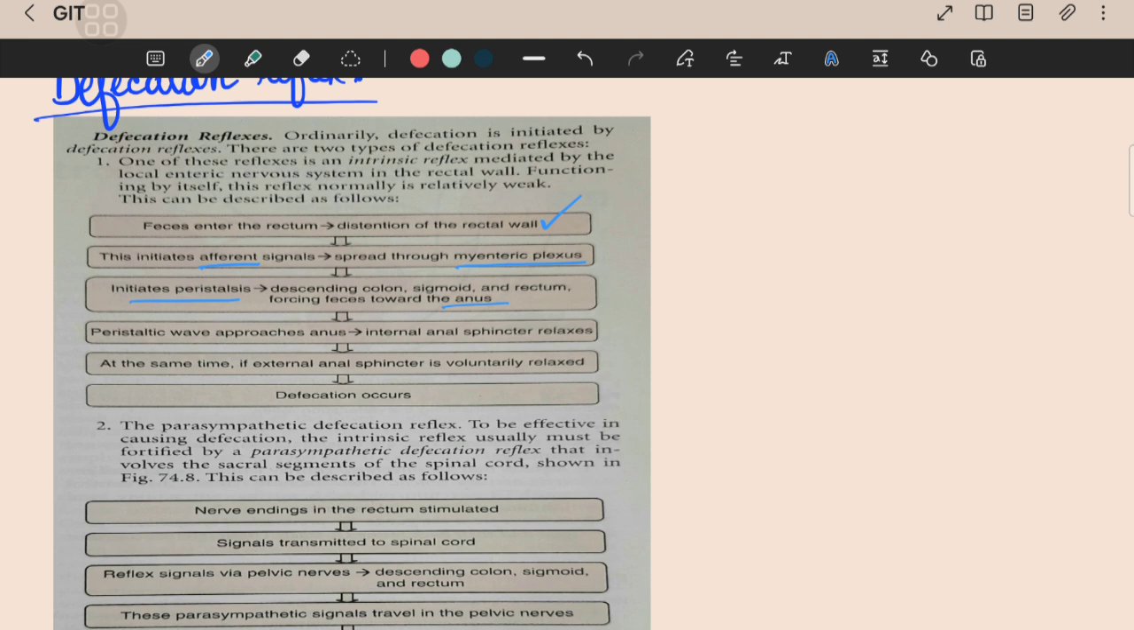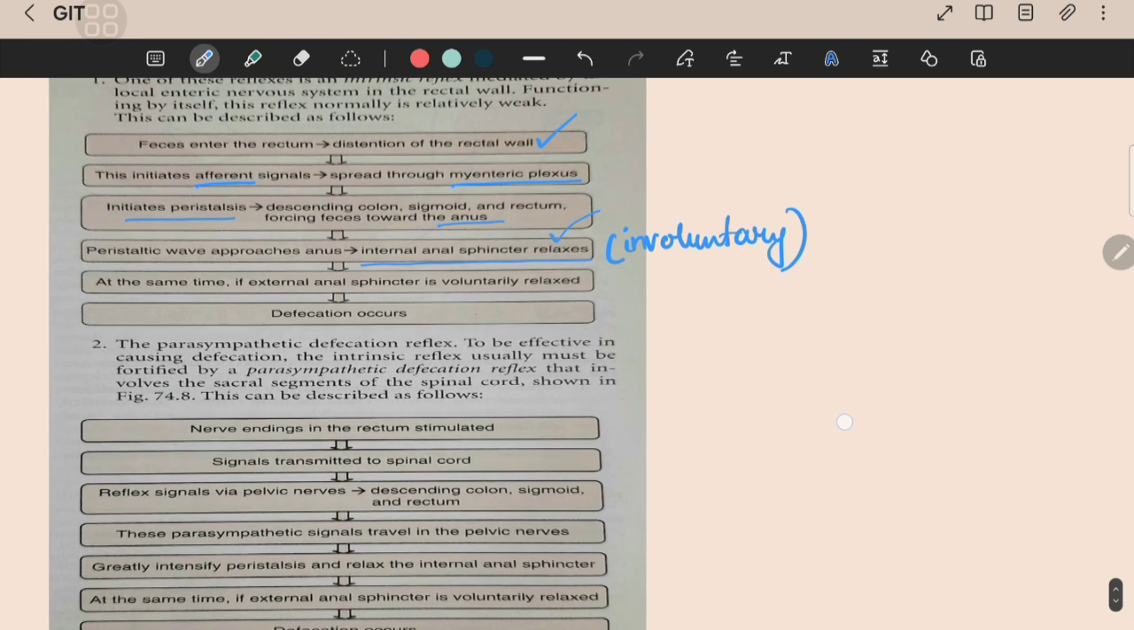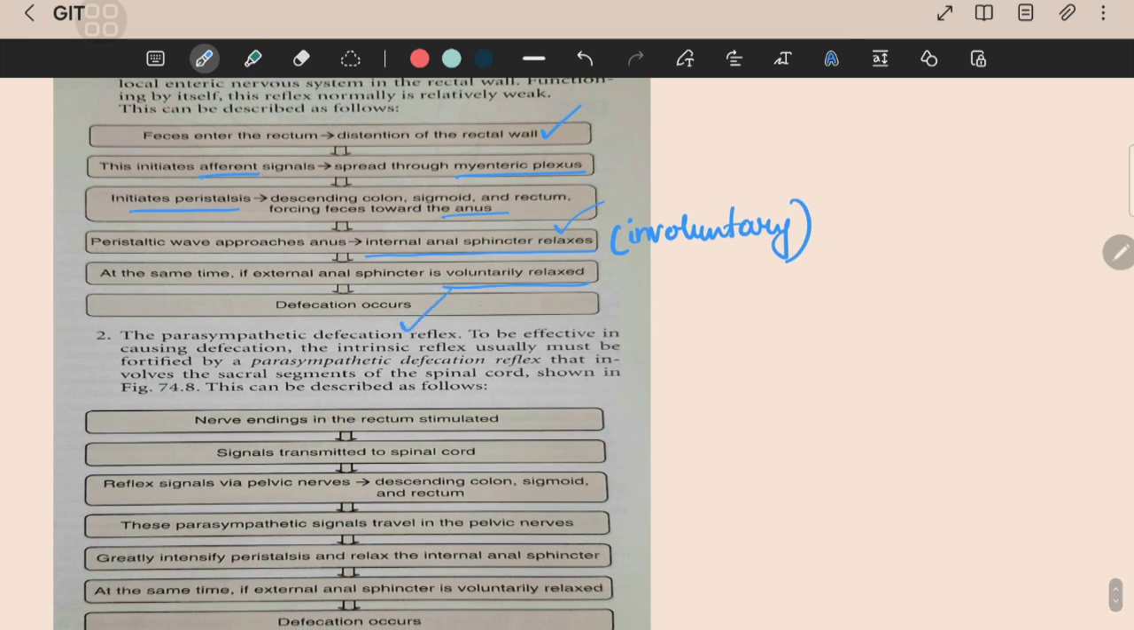Water reabsorption happens from the large gut to a large extent, so that feces actually solidifies to a certain extent. Peristaltic waves will approach the anus, and there will be opening of the internal anal sphincter. That will relax, because this internal anal sphincter is always involuntary, not under our control. External anal sphincter is in our control. If it is voluntarily relaxed, then there will be defecation.